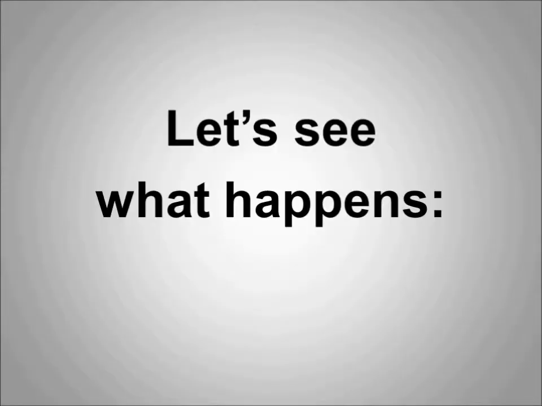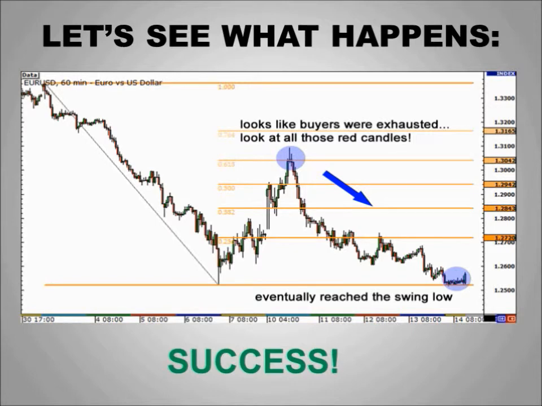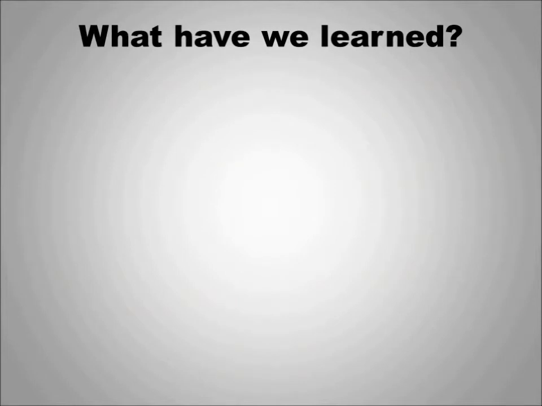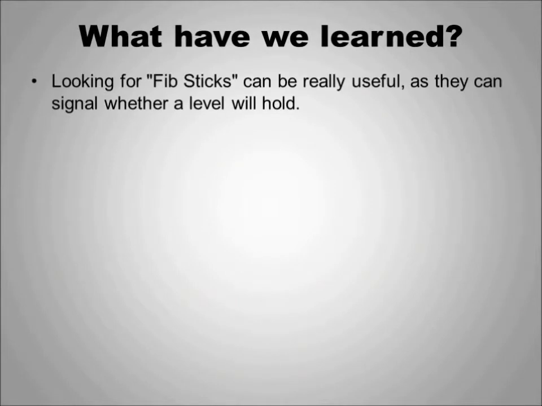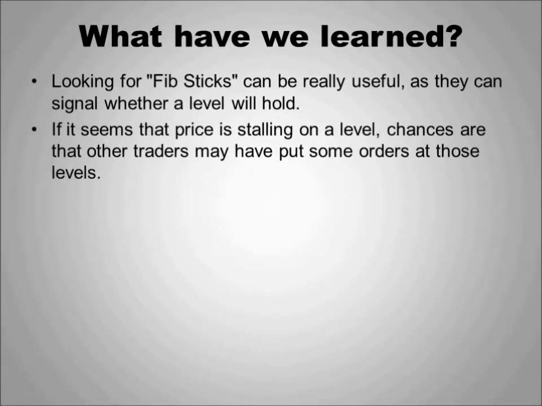Well, let's see what happens if we short the pair. And success! With that doji right on the fourth line of resistance, here come the sellers to push down the market. Now, what have we learned from this experience? We've learned that looking for fib sticks can be very useful, and they can signal whether or not one of the levels will hold. And it seems like when a price is stalling on the level, that could mean that the line of support or resistance is holding strong.